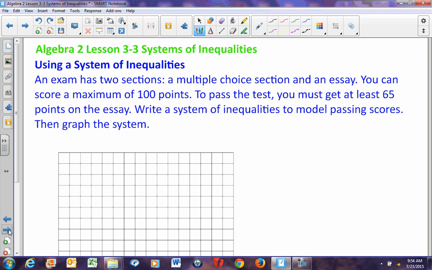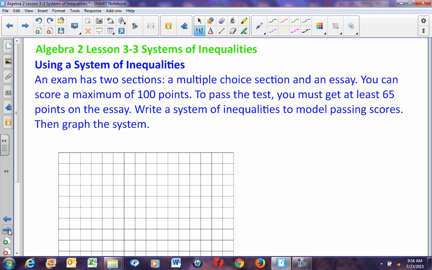An example. An exam has two sections, a multiple choice section and an essay section. You can score a maximum of 100 points. To pass the test, you must get at least 65 points on the essay. Find a system of inequalities to model passing scores and graph the system.